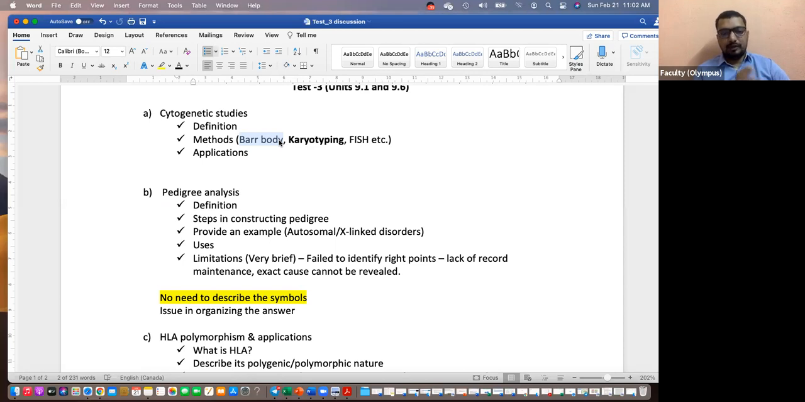Male has no bar body, female has one bar body. And for abnormalities, multiple: let's say a maximum of 3 X chromosomes are there. The number of X chromosomes minus 1 gives the number of bar bodies. If you mention that much, that is enough. So bar body, karyotyping, FISH. Some of you even mentioned the SKY method, spectral karyotyping. That is all right. And always put it into the context of applications. How is the bar body connection useful? How is karyotyping useful?